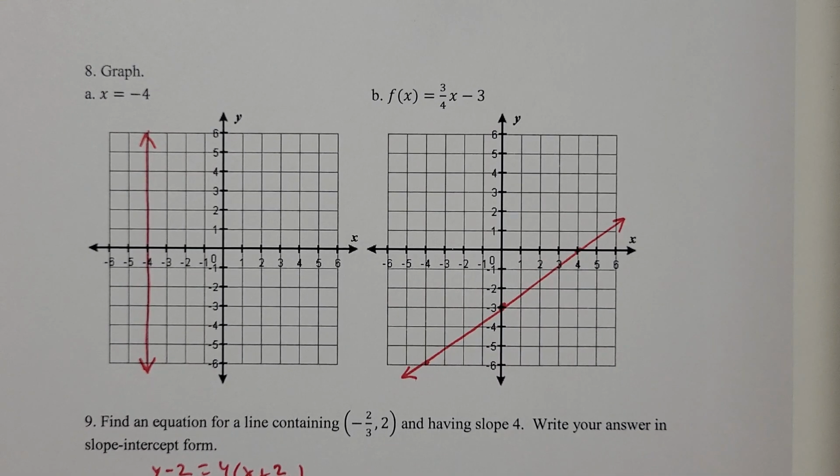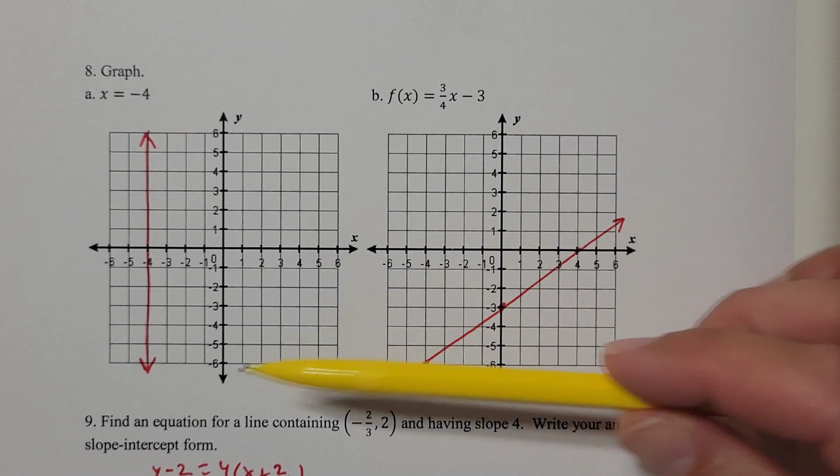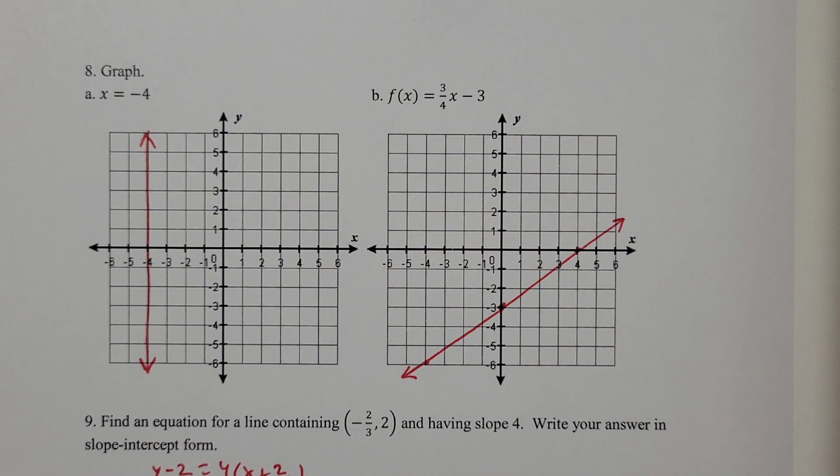Let's see, problem 8 is we're going to graph some more lines here. So in part A, what if I want to graph the line x equals -4? That'd be a vertical line. If I had y equals -4, that would be a horizontal line at a height of -4. So I can know I have a vertical line here at x equals -4.